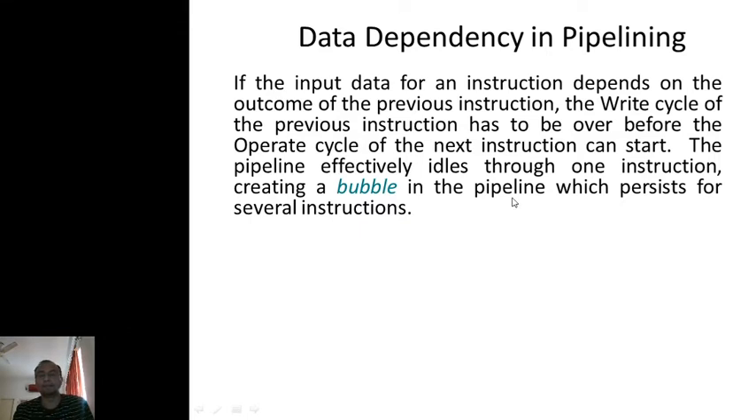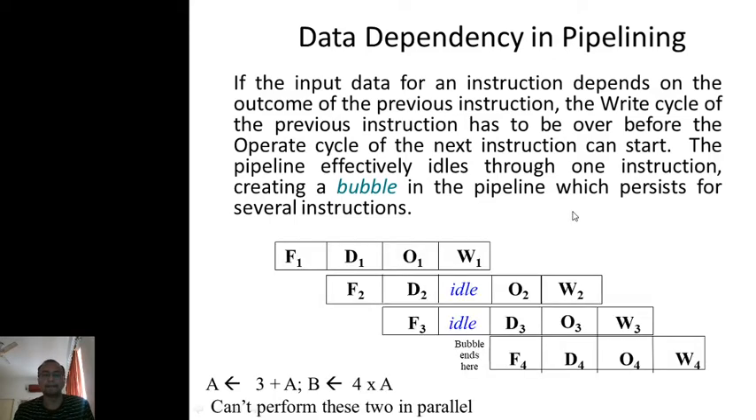Now this bubble will not affect only the second instruction, but it will also affect the next instruction after it. Let me see how, by taking one example. So the pipeline effectively idles through one instruction, creating a bubble in the pipeline which persists for several instructions. Let me see.